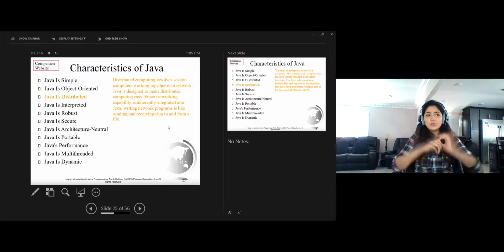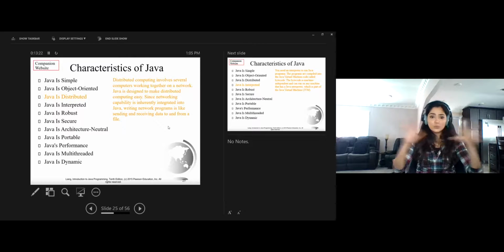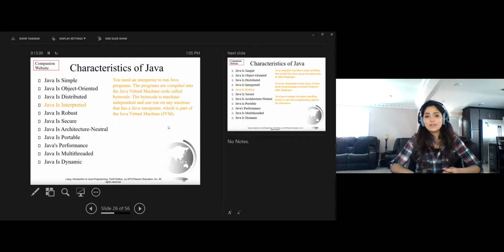Java is distributed. When all the computers are connected to a network, when you are sending information over the network, all this is because of Java. Java is interpreted. As you already know, we are using the JVM and bytecode. The bytecode is machine independent and can run on any machine.